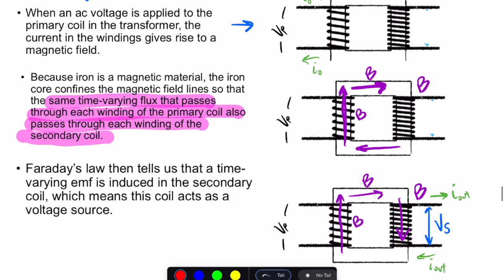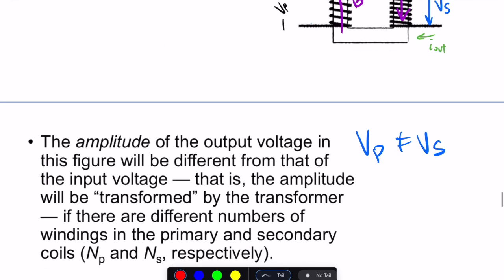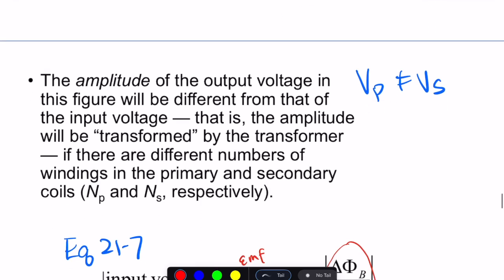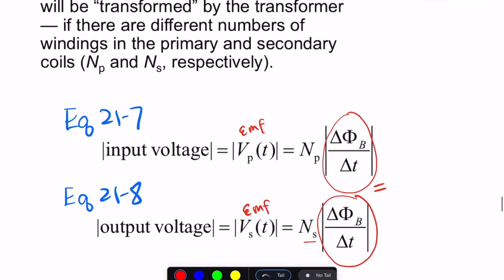So let's take a look at that, right? The amplitude, if the number of coils is different, then the amplitudes of those two are not equal. So we can take a look at the flux generated by the input voltage.